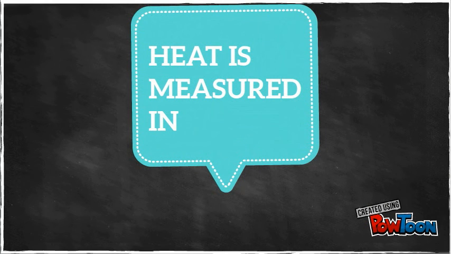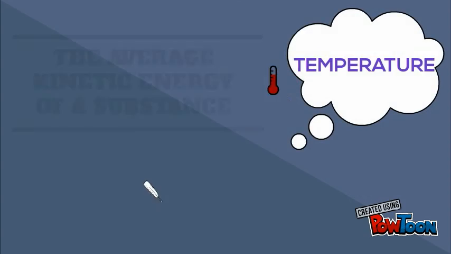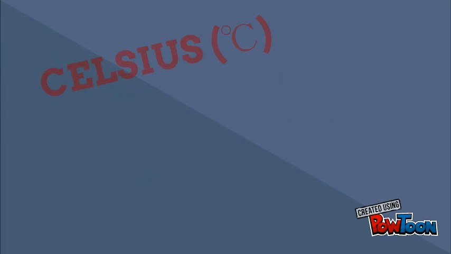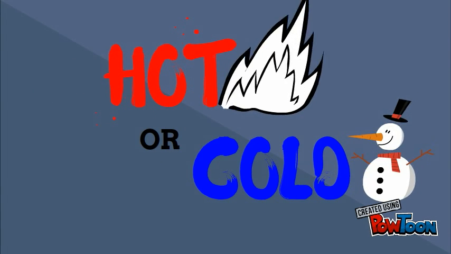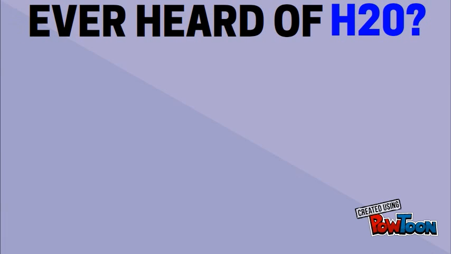Heat is measured in units of energy, usually in calories or joules. Temperature is the average kinetic energy of a substance. Temperature is measured in degrees on the Celsius or Fahrenheit scale, or in kelvins. In simplest terms, temperature is how hot or cold an object is, while heat is the energy that flows from hot to cold. Ever heard of H2O?